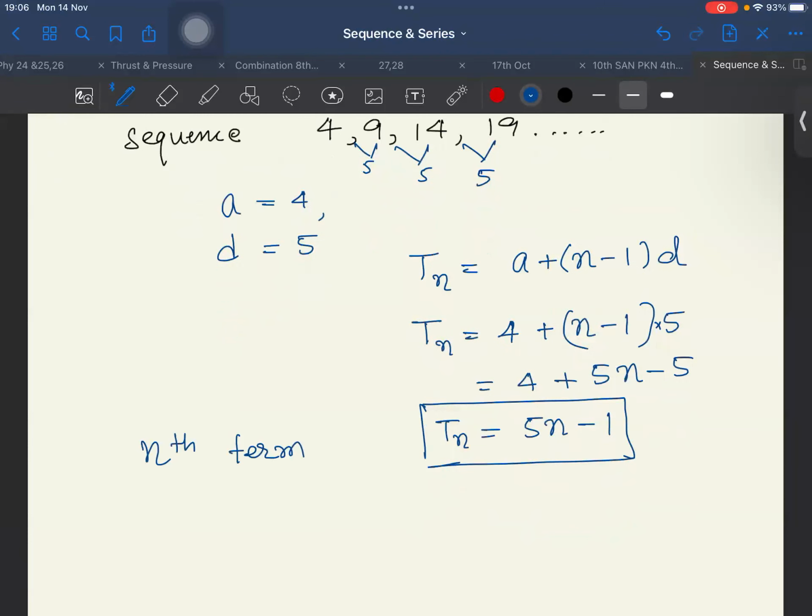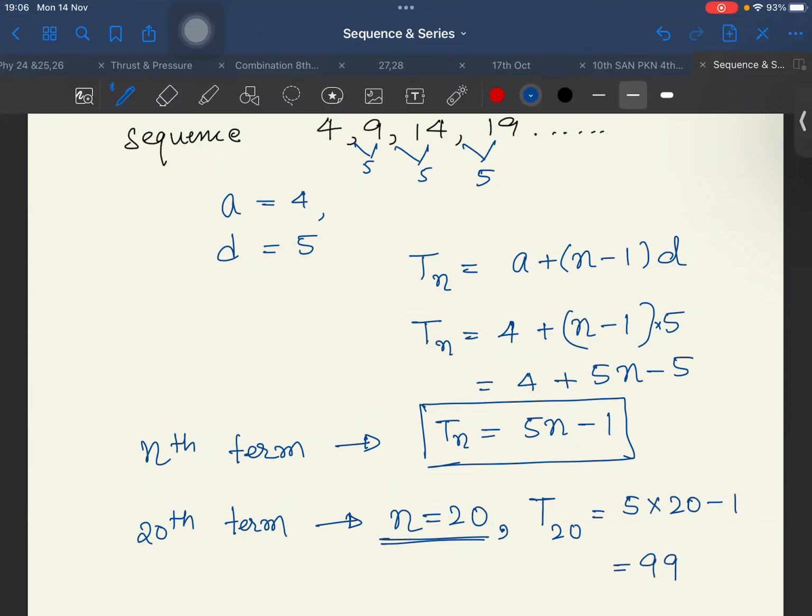Now how will you find the 20th term? You just substitute n is equal to 20. That's what we are going to do, no? So T20 will be equal to 5 into 20 minus 1. That will be equal to 99. Any doubt? Anyone having any doubt at all? No, sir. If anybody has doubts, you can speak, otherwise I'll just move ahead.